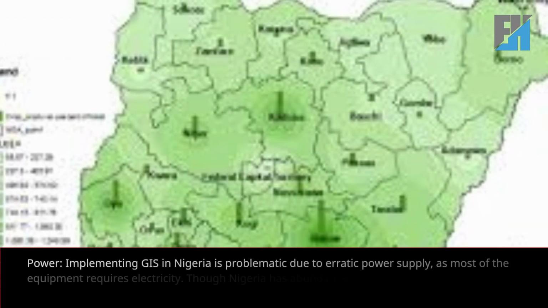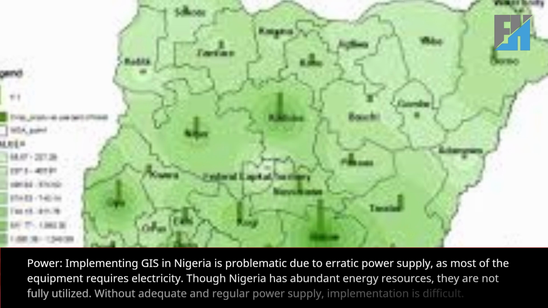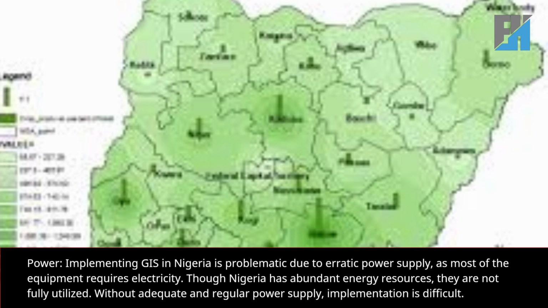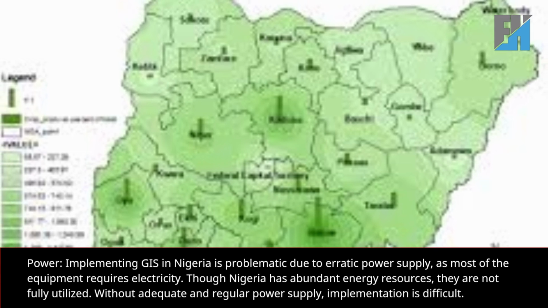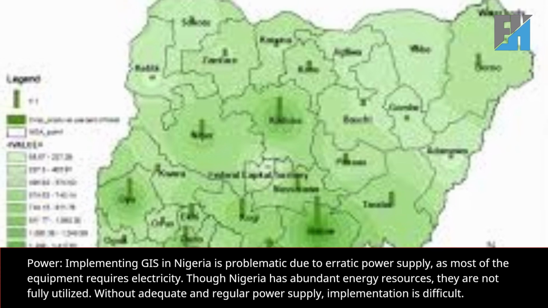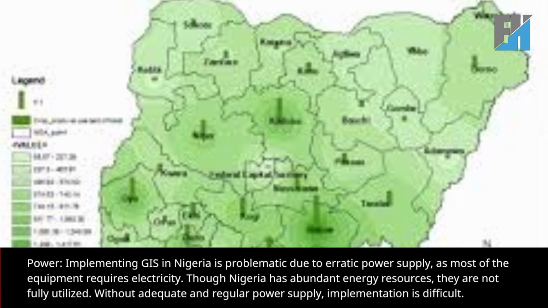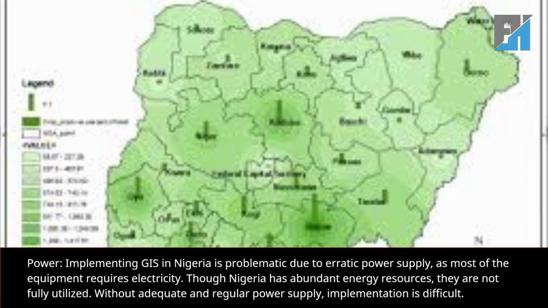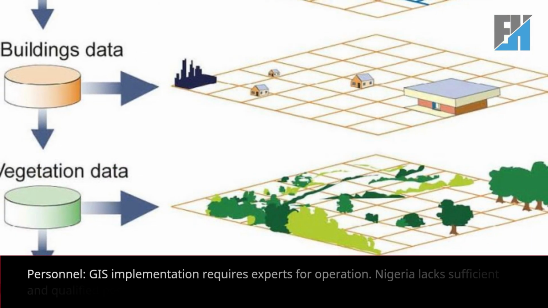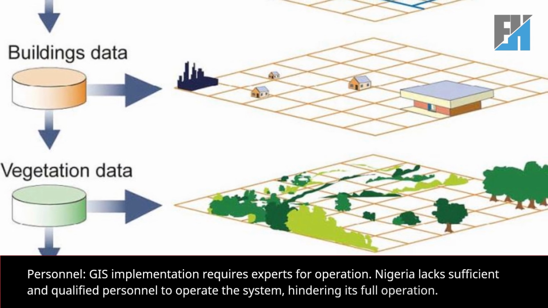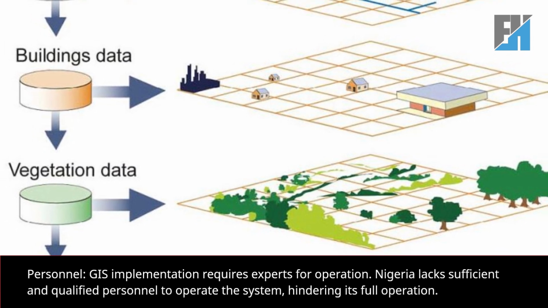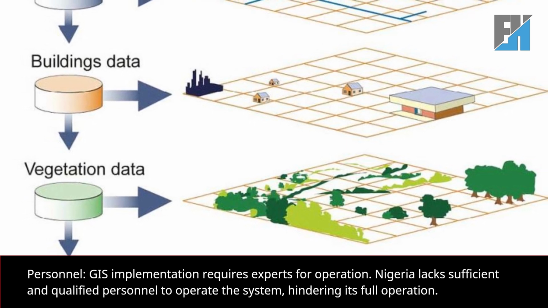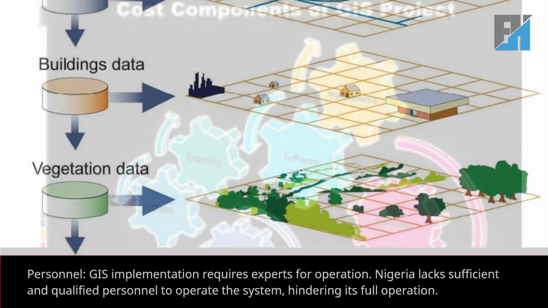Power. Implementing GIS in Nigeria is problematic due to erratic power supply, as most of the equipment requires electricity. Though Nigeria has abundant energy resources, they are not fully utilized. Without adequate and regular power supply, implementation is difficult. Personnel. GIS implementation requires experts for operation. Nigeria lacks sufficient and qualified personnel to operate the system, hindering its full operation.